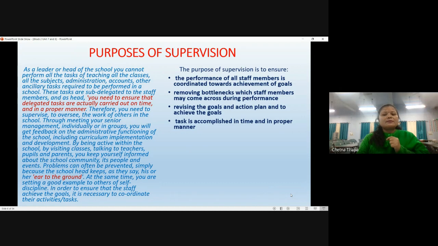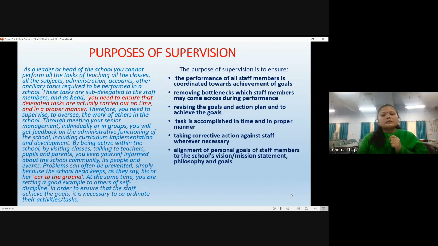You will be able to see that the task is completed in time and in proper manner when you are supervising. And if there is something which you want to correct, that action will be taken whenever it is necessary. And the personal goals of the staff members and the school vision and mission statement should align. That alignment is actually being proposed by the head teacher. He should be able to know the personal goals of the staff members and also the school's vision, mission, philosophy and goals as a whole.